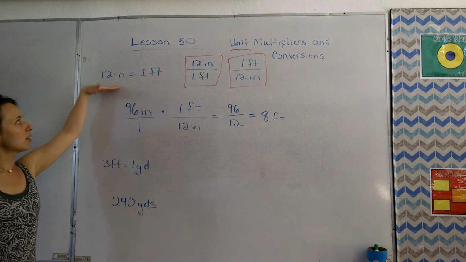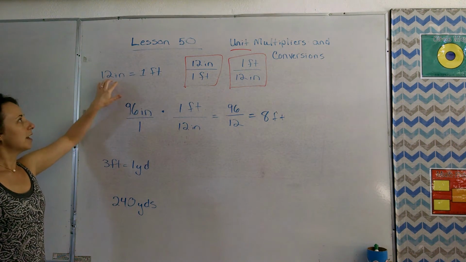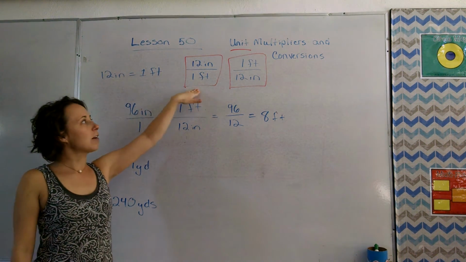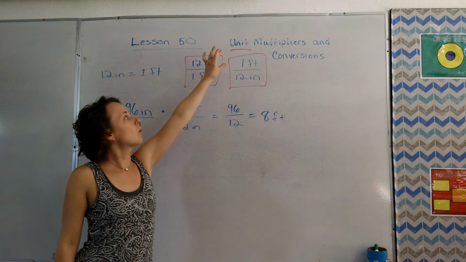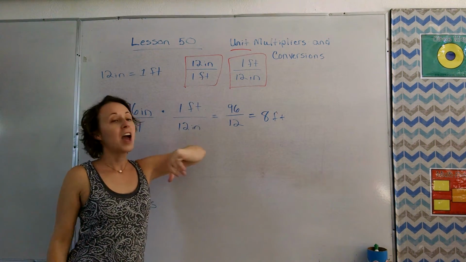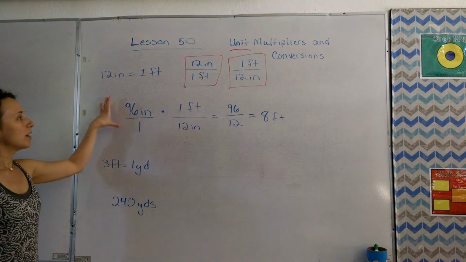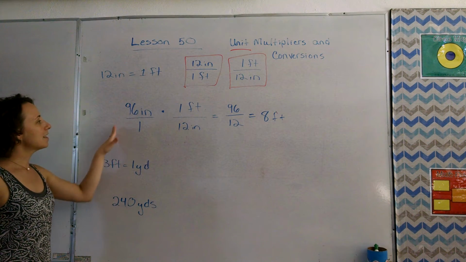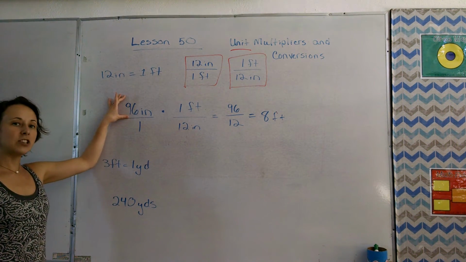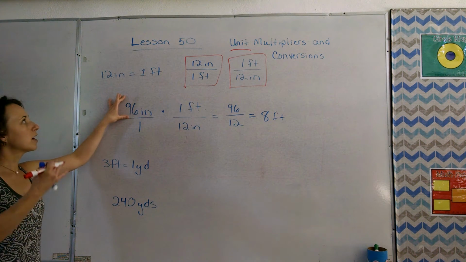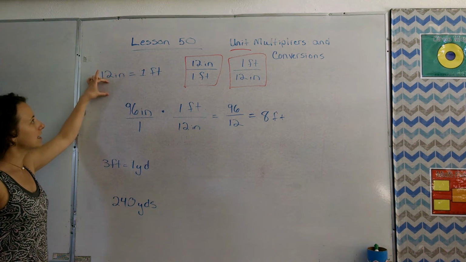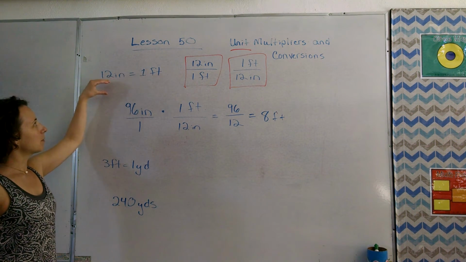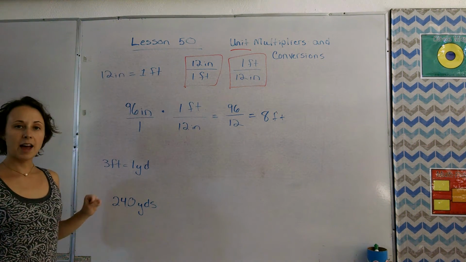So we're going to take the way that we already know our conversion, inches to feet, and we're going to write it out so it looks like a fraction. Either 12 inches makes 1 foot, or 1 foot makes 12 inches. Using that then, we can solve a problem. Let's say I have 96 inches and I want to convert it to feet. Well, usually you'd say, okay, 96 inches to feet means I'm going to divide by 12 and that'll work out.